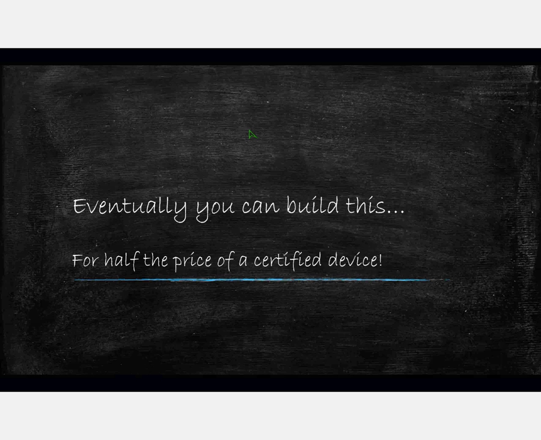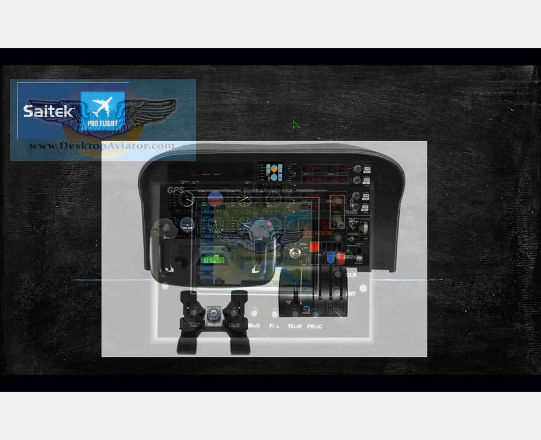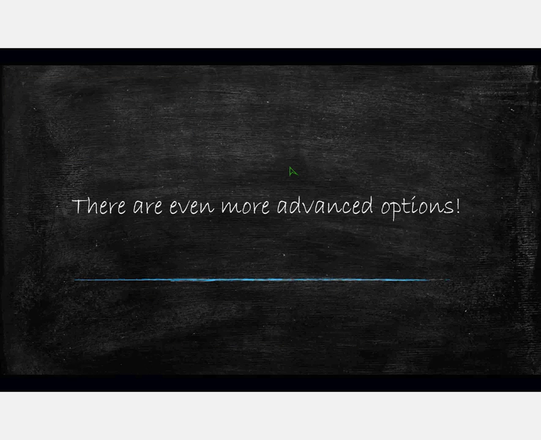Okay? And eventually you could build something like this for half the price of a certified device. And we have this exact setup in my flight school. We have this as well as a fully certified version of that. Some of the other stuff that your students can get for their flight simulator, this is from Desktop Aviator. This is actually a GPS. It has more of an immersive quality to it. A little bit cheaper. Precision also has another version that you can get. And there are even more advanced options, okay?